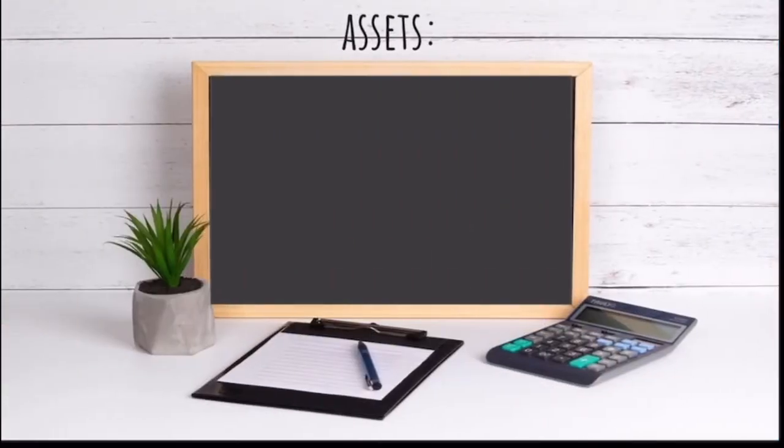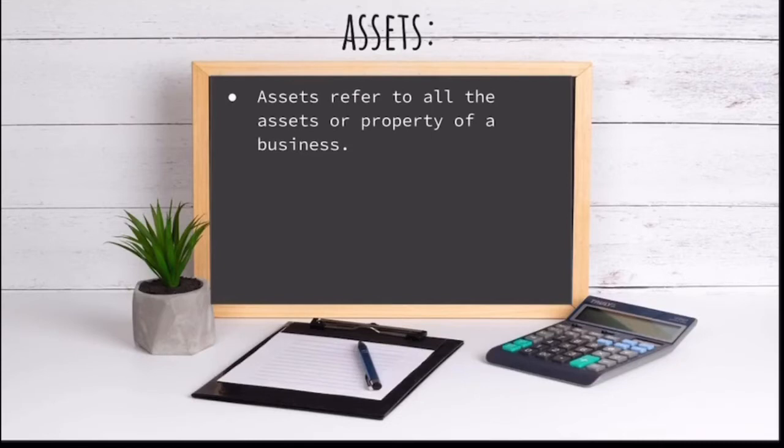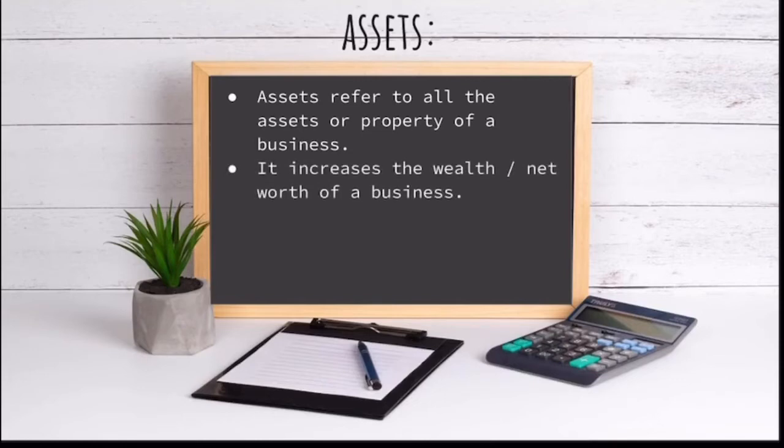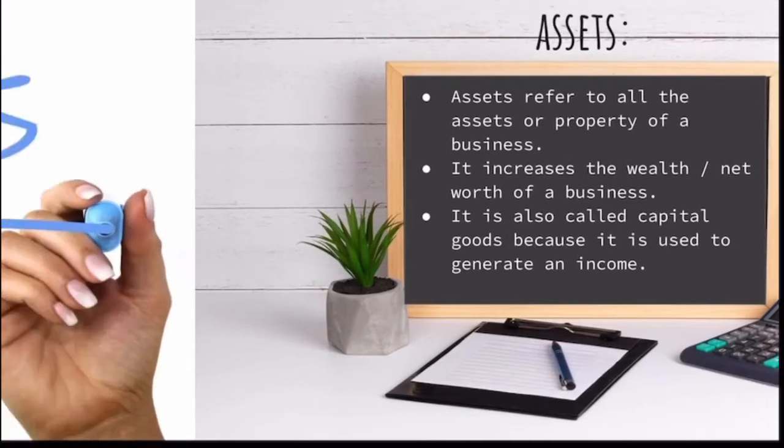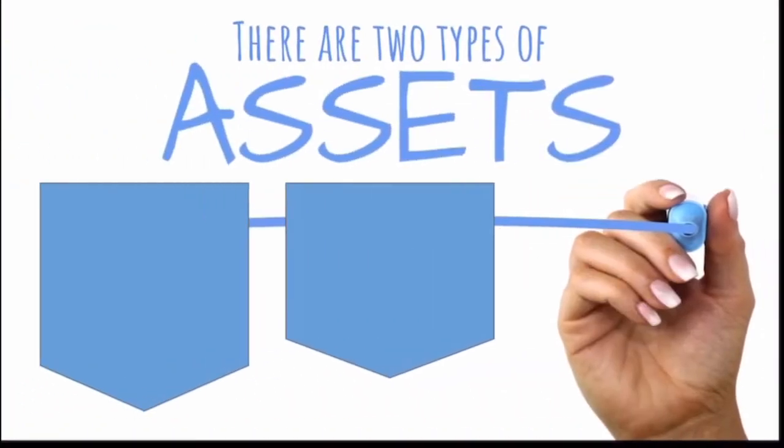Now we're going to see what assets are. Assets refers to all the assets or the property of a business. It increases the wealth or the net worth of a business. It is also called capital goods because it is used to generate an income. There are two types of assets.